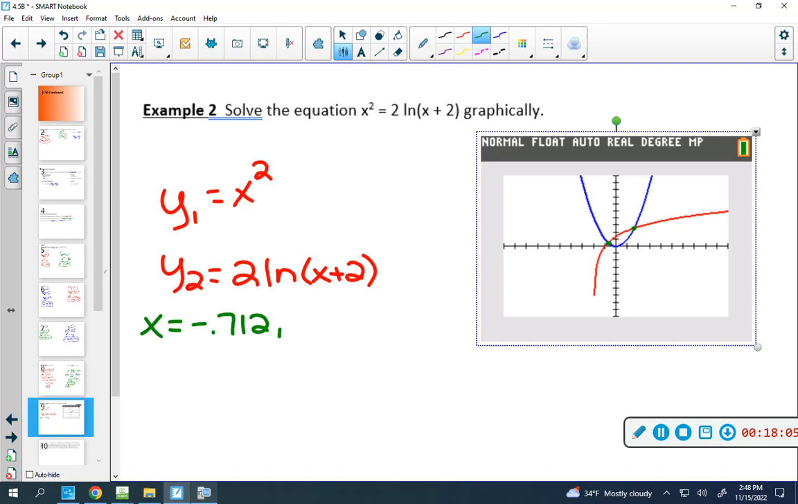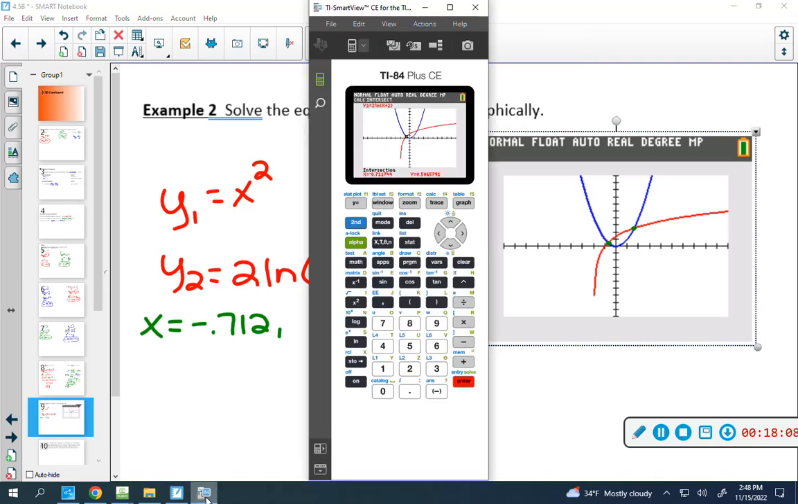It didn't say what to round to, so whatever. Now I need to find the second intersection point. So I just repeat that same process. Second, press number 5. And I'm going to arrow over, just right arrowing over till it's close to the point.